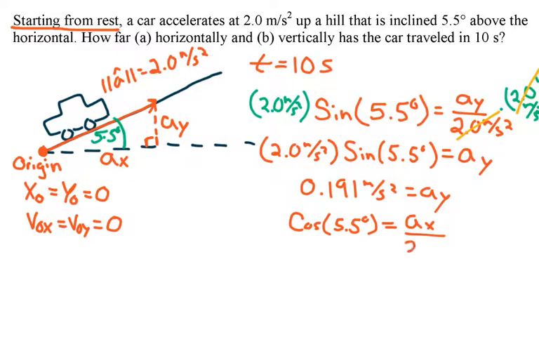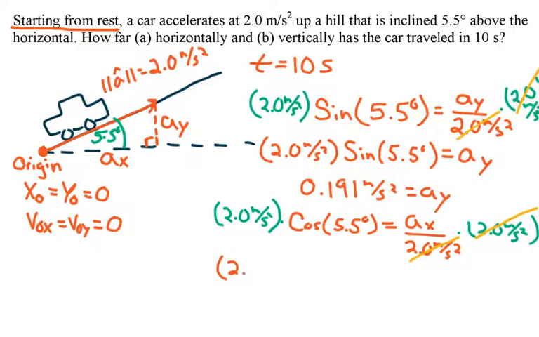which is 2.0 meters per second squared. Doing the same thing, multiply both sides by 2.0 meters per second squared. Then you can see that the 2.0 meters per second squareds cancel out on the right-hand side, and I'm left with just 2.0 meters per second squared times cosine of 5.5 degrees is equal to a sub x.